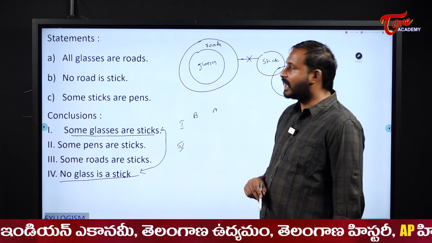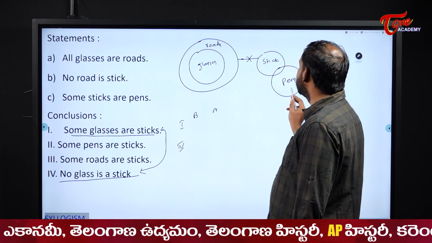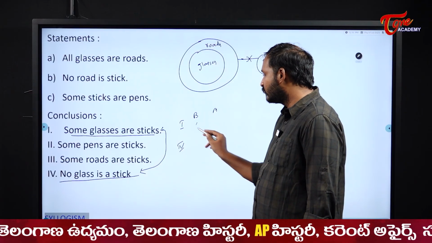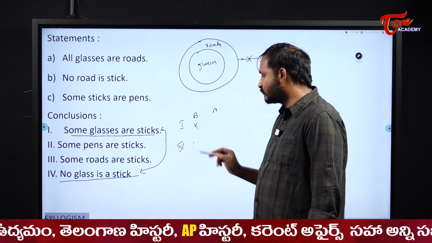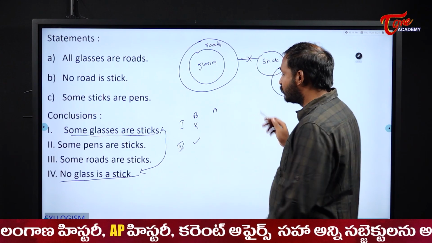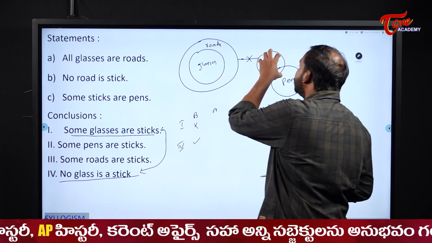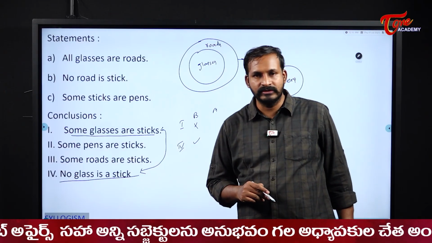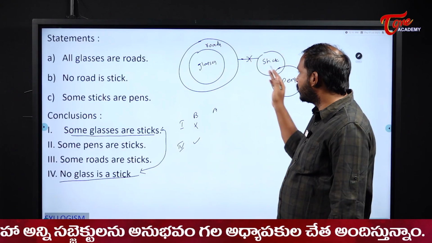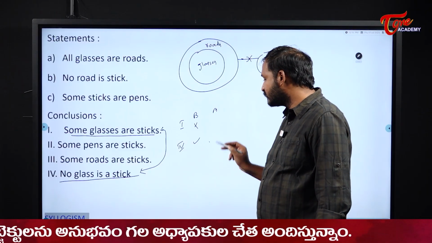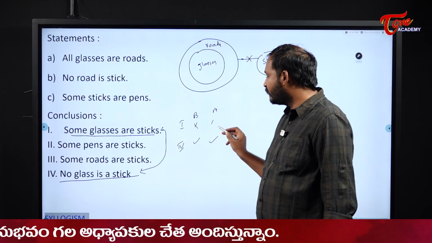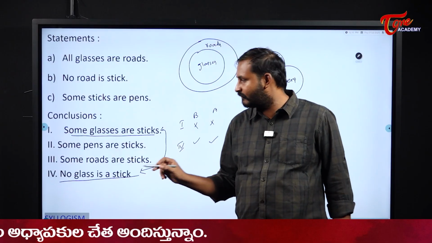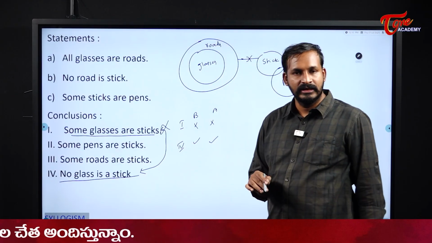First one, some glasses are sticks. Is there any relation between glass and sticks? No. No glass is stick? Yes, that is true. Now, to make this negative conclusion false, I will try to draw the sticks with glasses. Is it possible for me? No, it is not possible. I was not able to make it false. So, then obviously it becomes true. So, first and fourth, only the fourth one follows. The first one is not going to be followed.